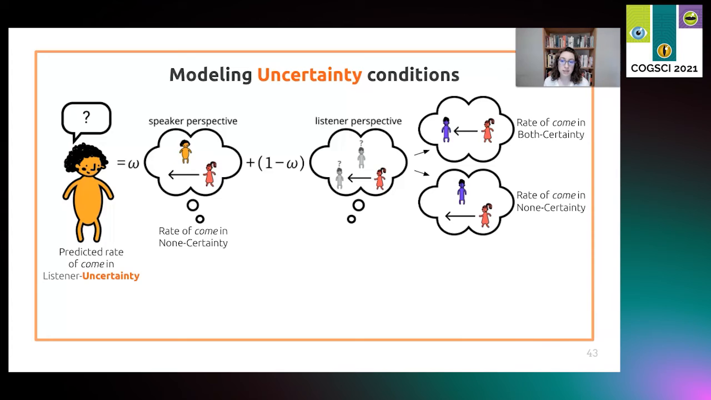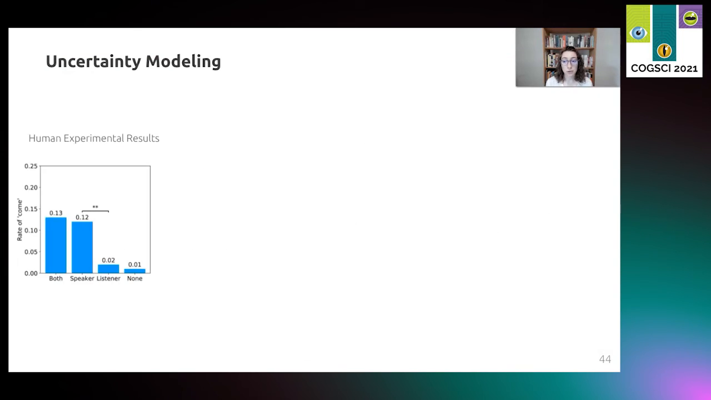And to model this, we look at different ways of combining what's preferred from each of the two listener locations, and we use the same base conditions as in the certainty modeling. Here I broke down how we model the listener uncertainty condition, but we use analogous approaches for modeling the other uncertainty conditions. So looking again at the human experimental results for the uncertainty conditions, I mentioned before that it may initially seem like speakers are dealing with uncertainty by ignoring the perspective of the listener entirely. And this motivates testing the null hypothesis that the speaker simply ignores the uncertain information about the listener's perspective.